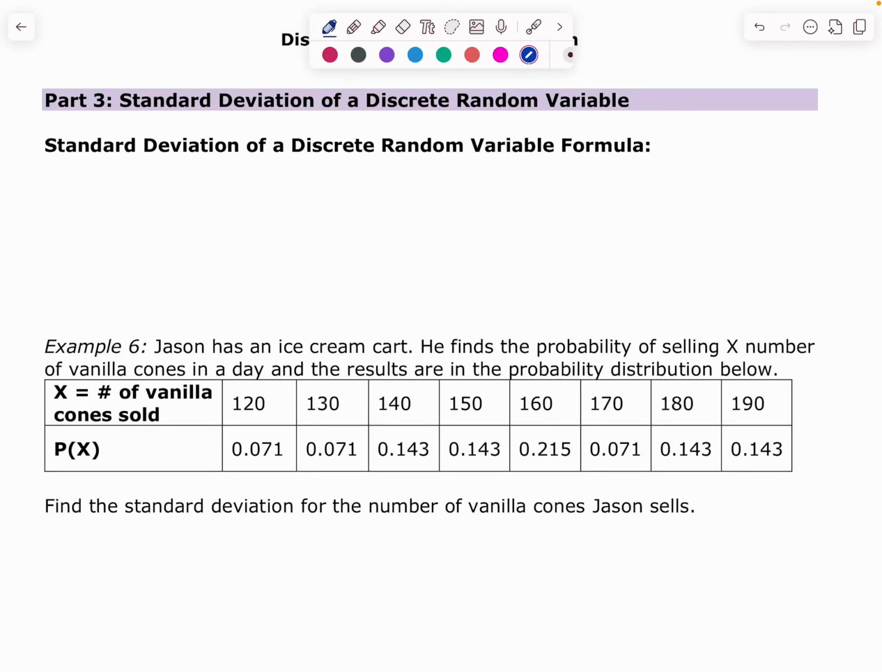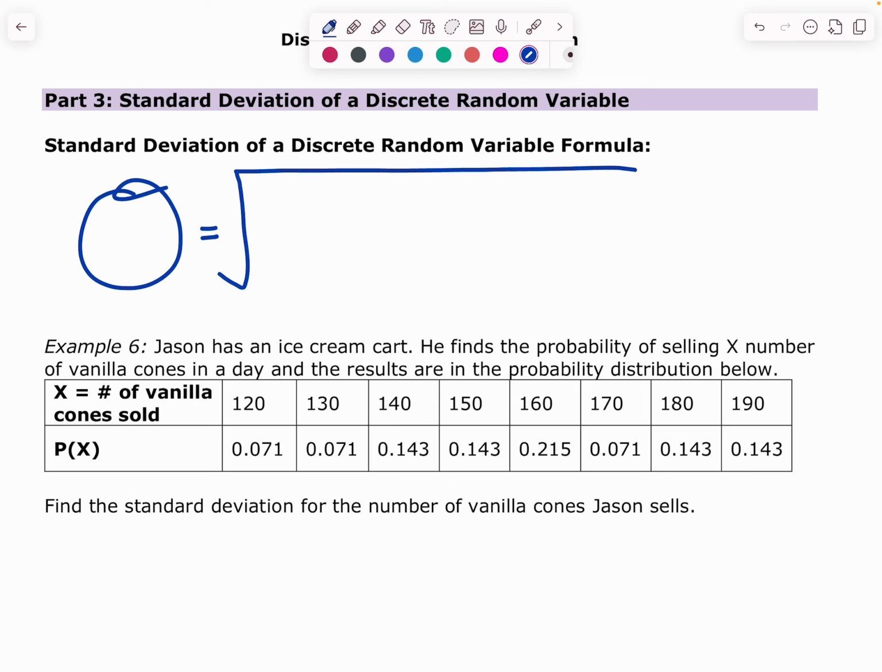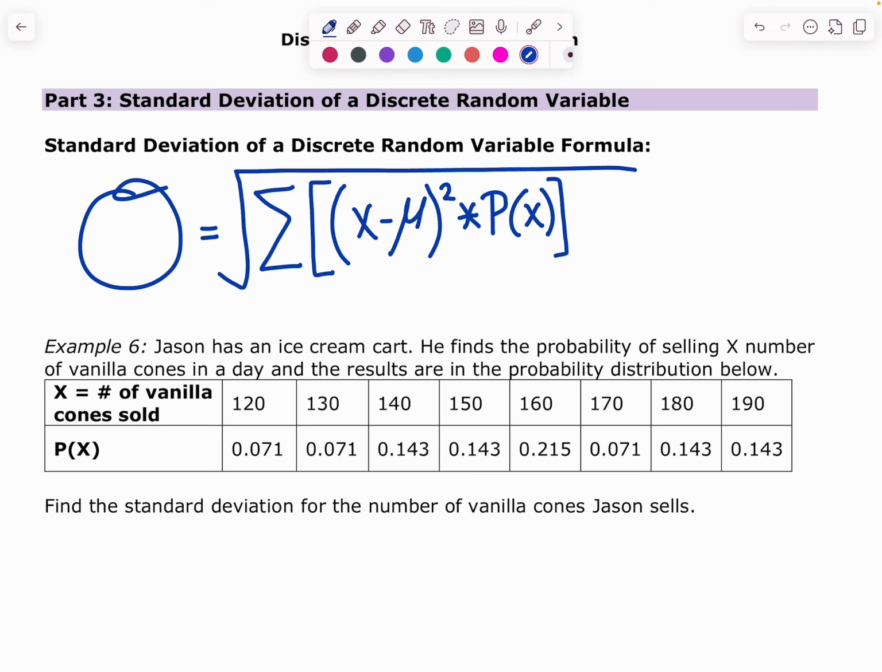All right, now we're going to look at how to calculate the standard deviation for a discrete random variable. So the formula is sigma equals the square root, and then we're going to take the sum, and we're going to take each x value minus the mean. We're going to square that, and then we're going to multiply that by the probability of the x value. And that whole thing is what's being summed.